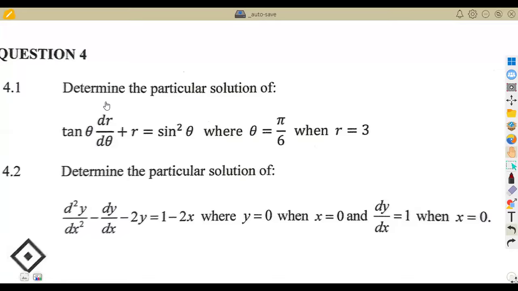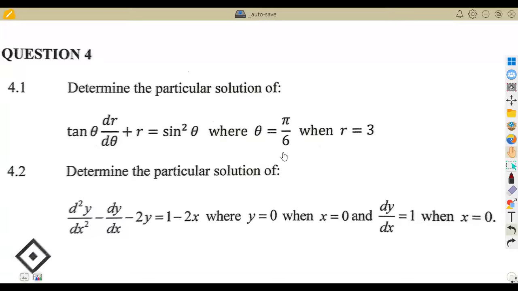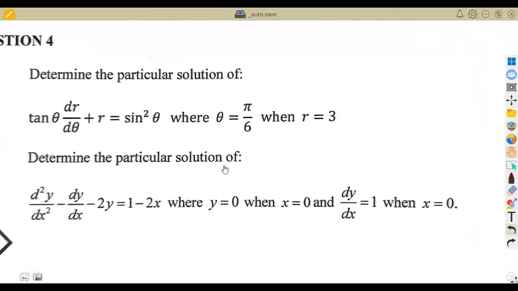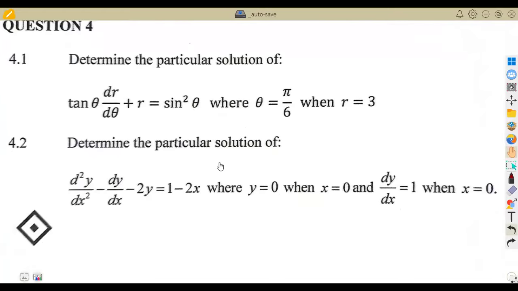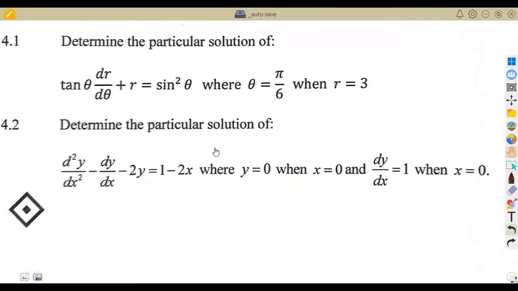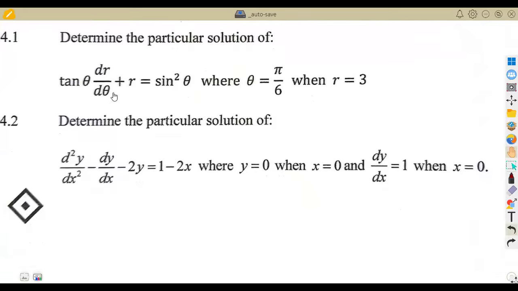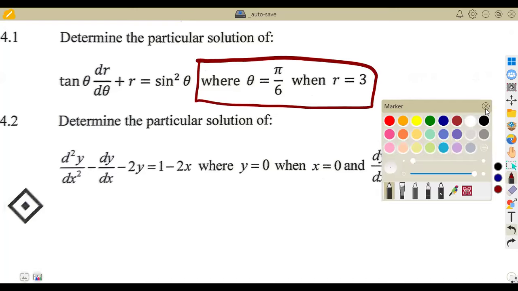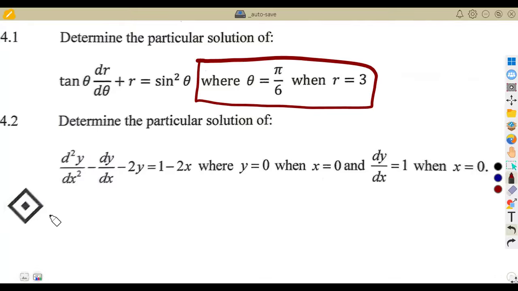This is the August 2023 exam, question number 4. If you had to check, it was 12 marks as usual. For the first question, determine the particular solution. We need the particular solution, not just the general one. Remember, for the particular solution, we find the general solution, then substitute the information that we are given. When this is equal to this, we have to use that information. So that is 4.1.